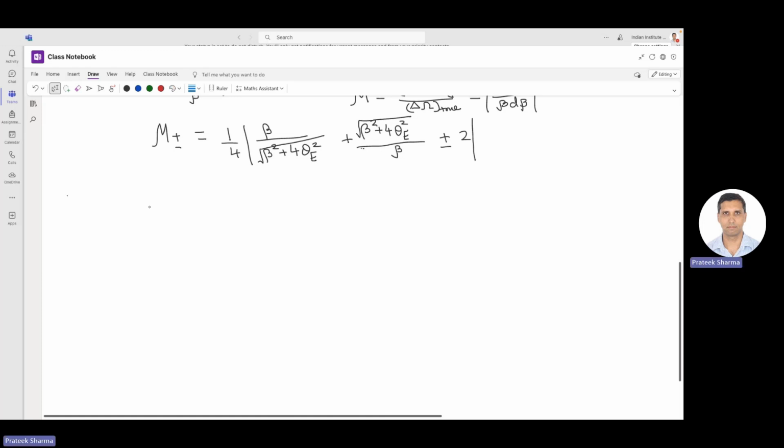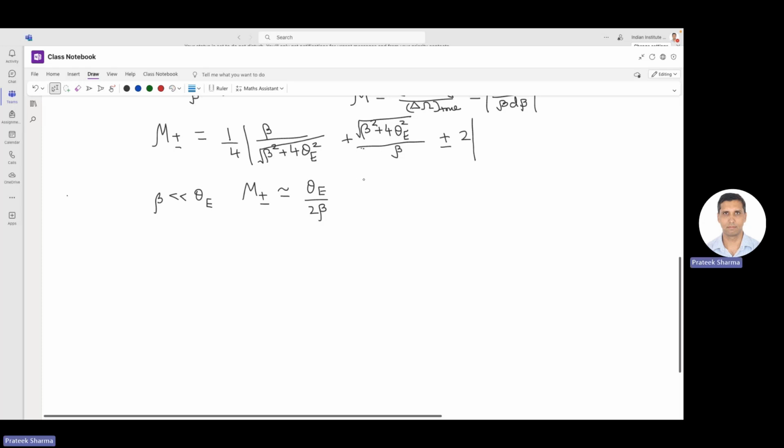So let me just write down, when beta is much less than theta e, right? So your true position of the source is inside the Einstein angle. Then you have these two magnifications, theta e by 2 beta. No, beta is not beta e. Okay.